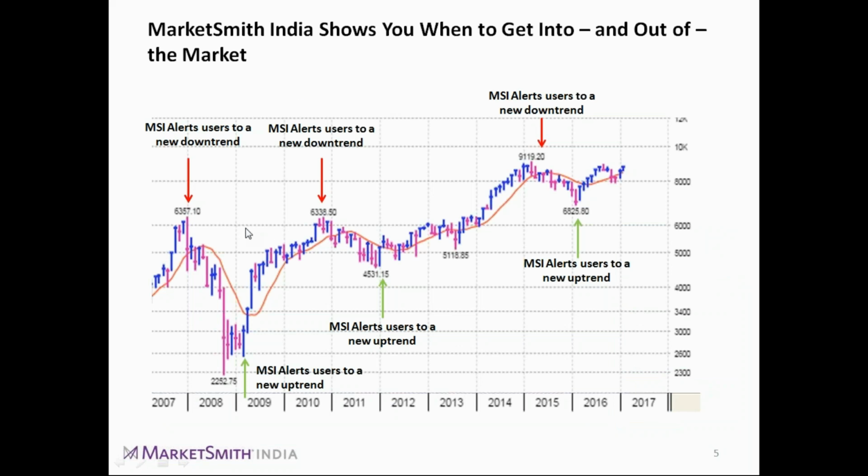Okay, so this chart is showing some of the historical calls that we have made with regard to market direction. So when did we call a rally and when did we call a downtrend? All these red arrows that you see are when we called that the market is now entering into a new downtrend, and all the green arrows are when we called that the market is entering into a new uptrend. So as you can see, it is a fairly reliable system that we use.